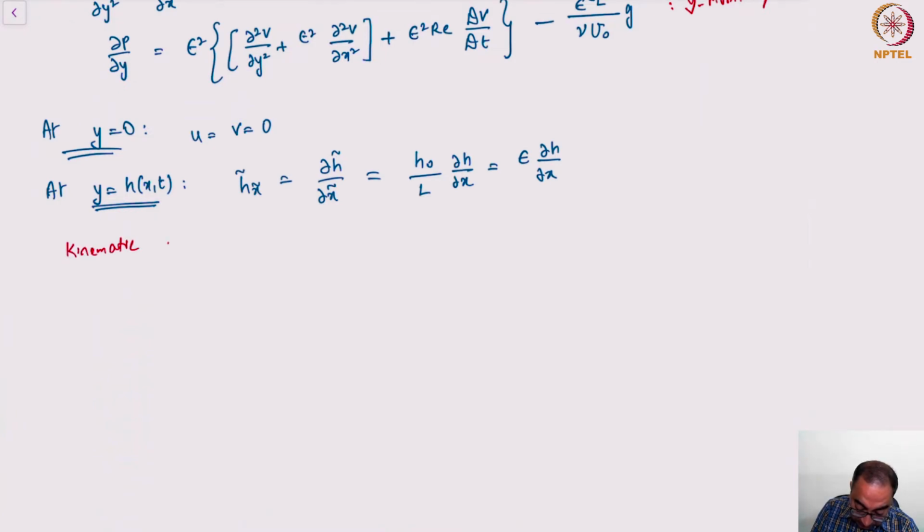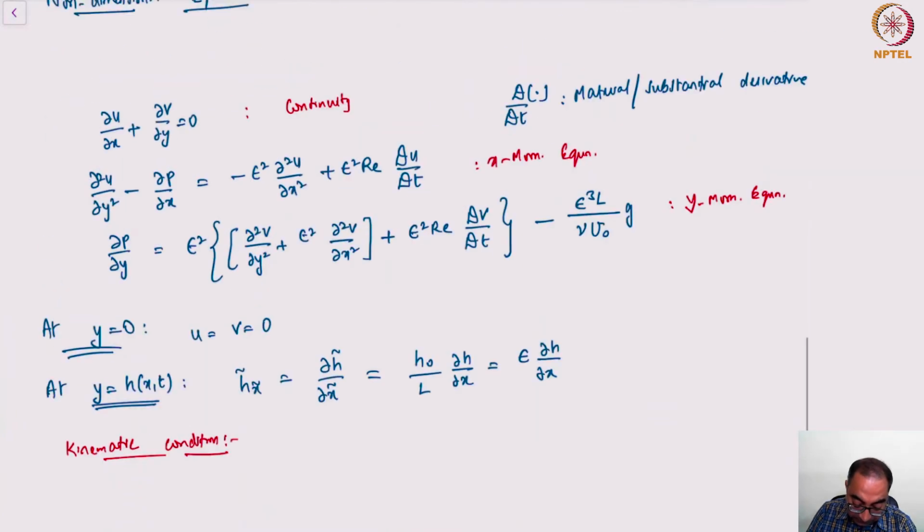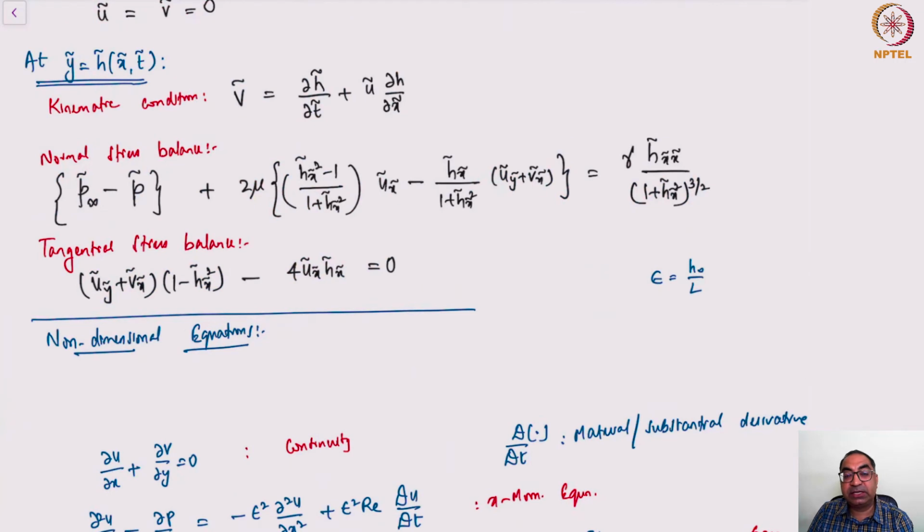Kinematic condition, all these conditions are, remember, at y equal to h of x comma t. The kinematic condition essentially we have v equals del h by del t. V tilde is del h tilde by del t tilde plus u tilde del h tilde by del x tilde. This should be h tilde, sorry.